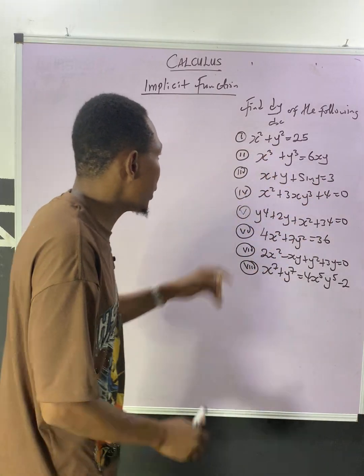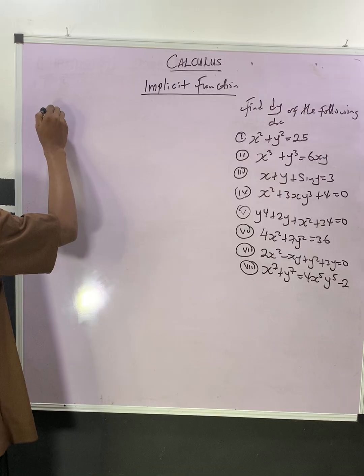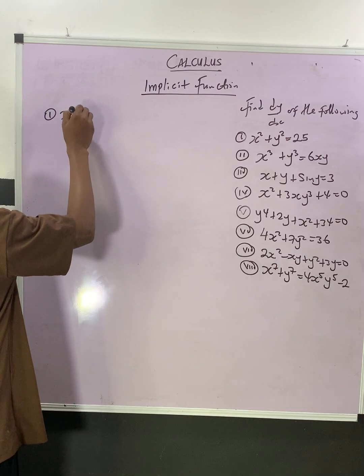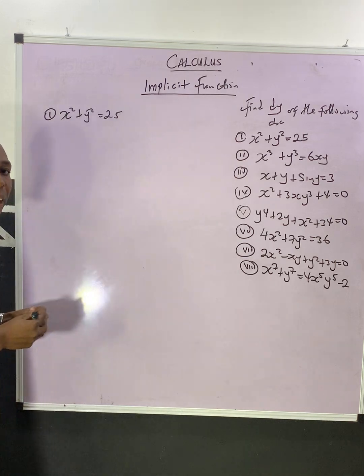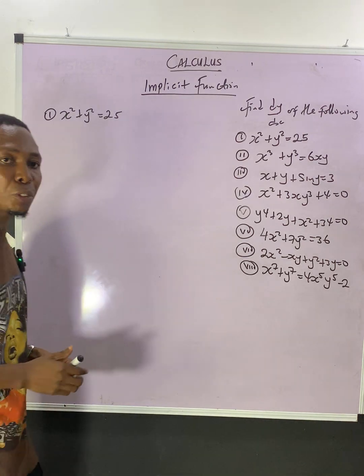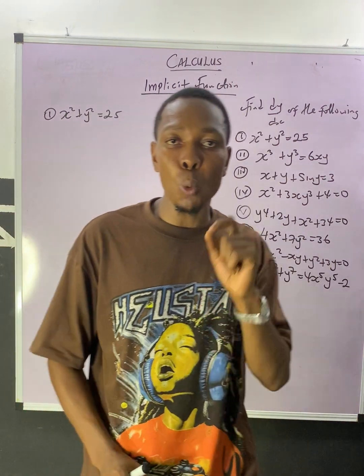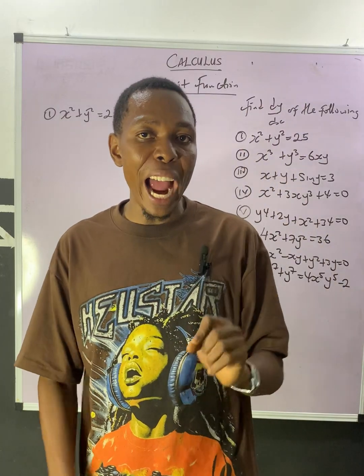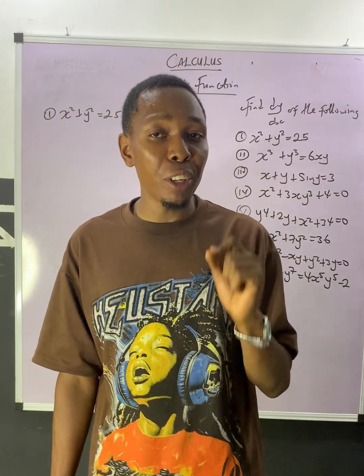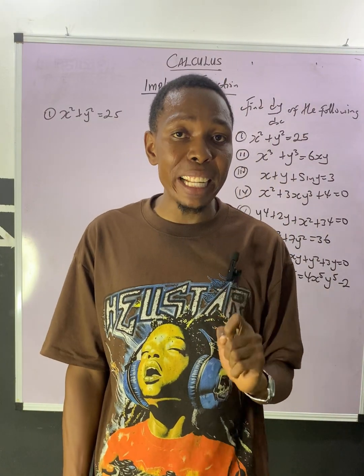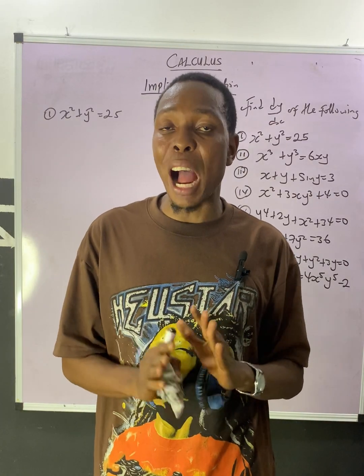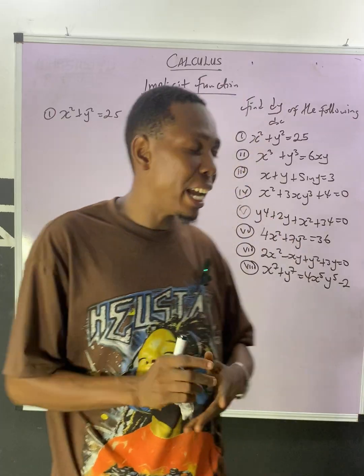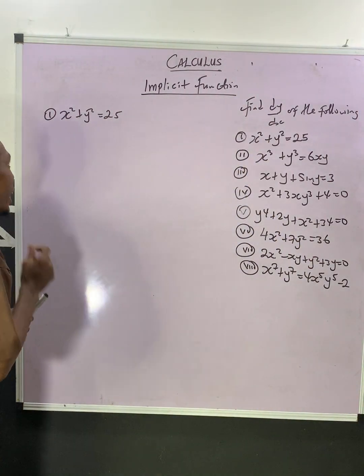Okay, so from this place, which is question number one, we are given x squared plus y squared equals to 25. So how do we find dy dx? In implicit function, whenever you differentiate y, you add the dy dx. Whenever you differentiate y, you add the what? The dy dx. But whenever you differentiate x, no need of adding the dy dx.